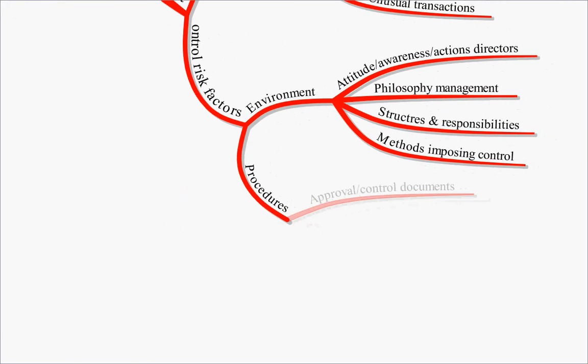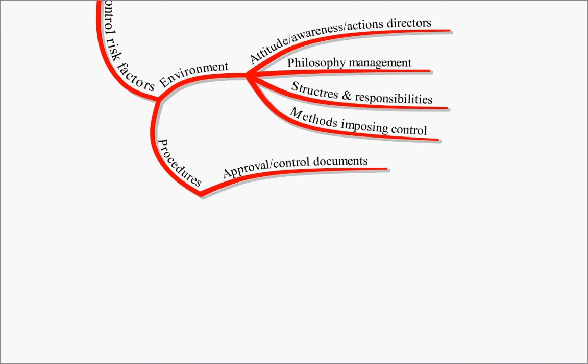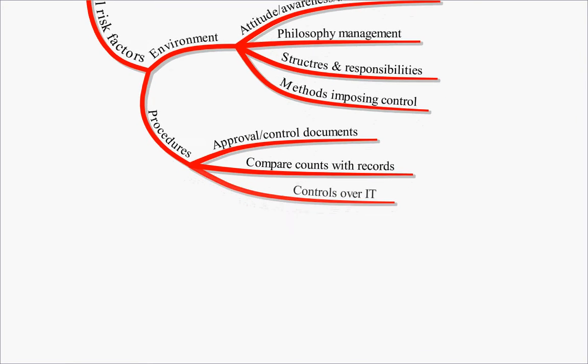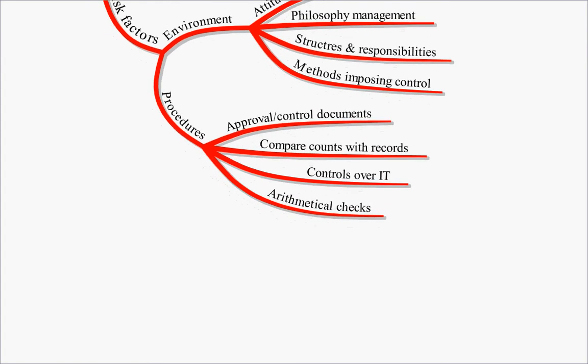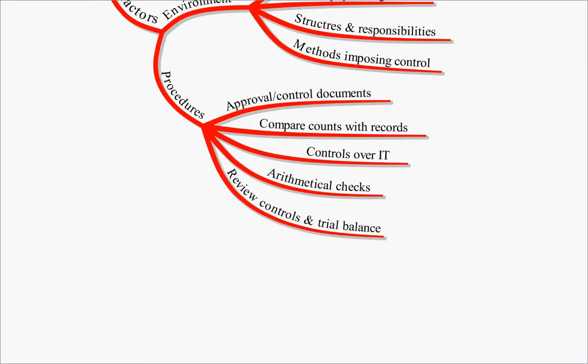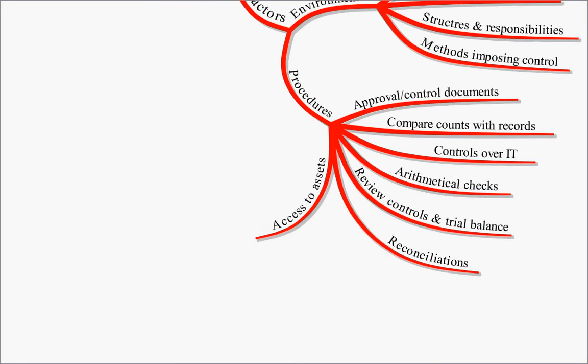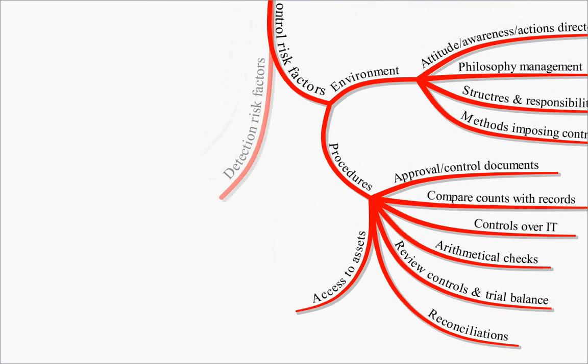So procedures to look at these are procedures that will implement control within the business. Approval and control of documents, comparing controls accounts with records, controls over IT, arithmetical checks, reviewing controls and trial balances, and having reconciliations. Also, access to assets. This is going back into F8. These are the procedures for controls within the organisation.